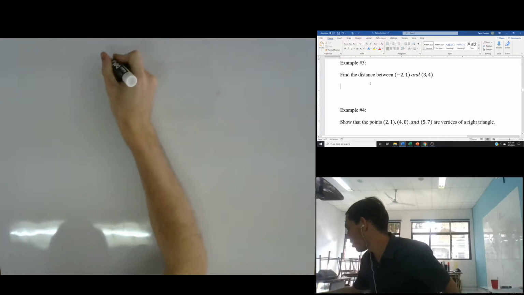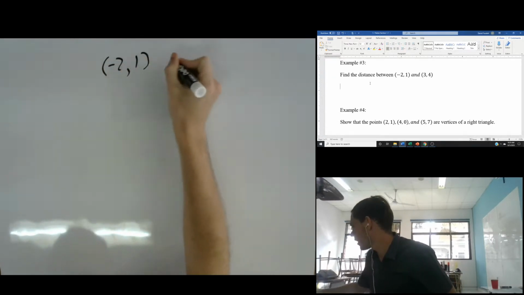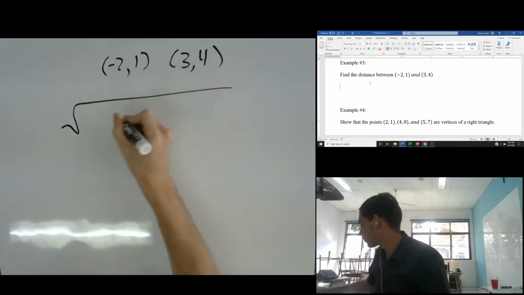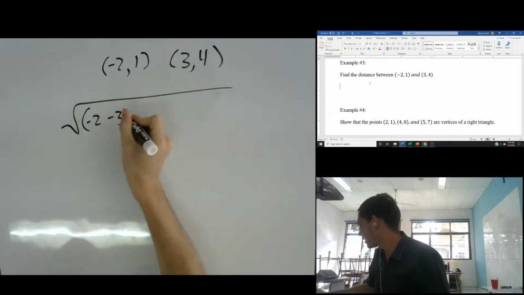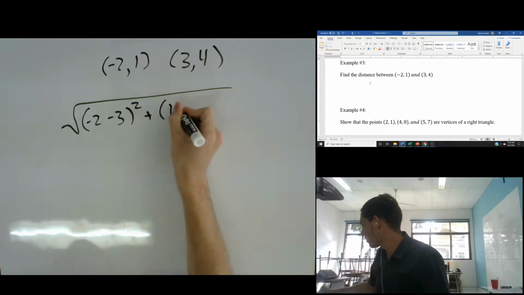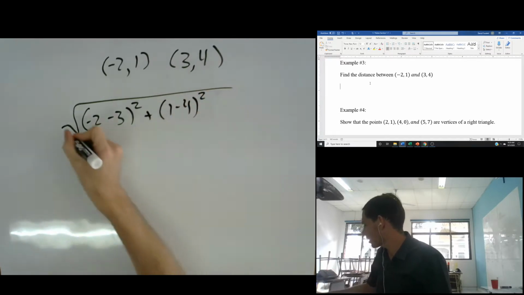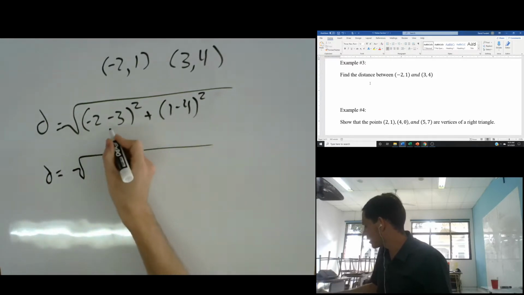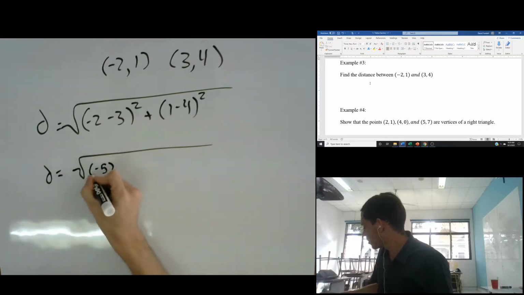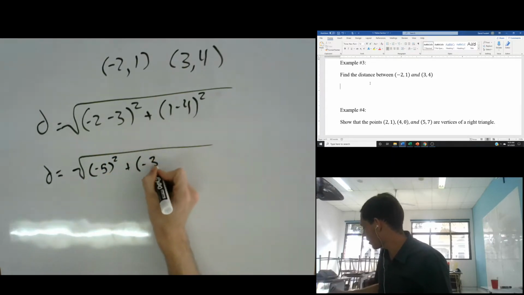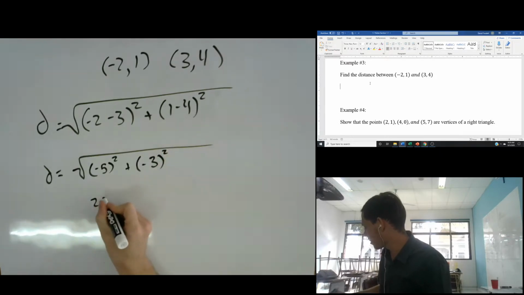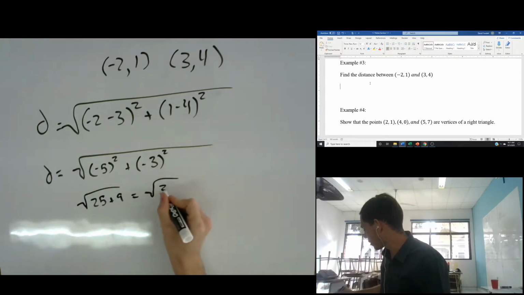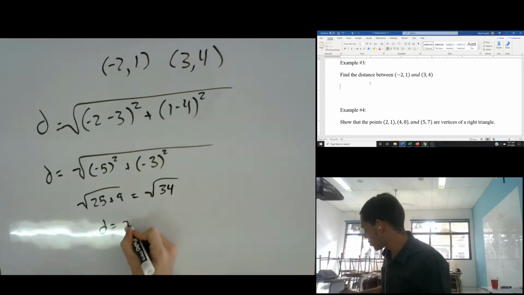Our 2 points are (-2, 1) and (3, 4). If we plug that into the distance formula, we get the square root of (-2 minus 3) squared plus (1 minus 4) squared. So that's -5 squared plus -3 squared, so we get 25 plus 9 under the square root, and that gives us the square root of 34. So our distance is going to be the square root of 34.